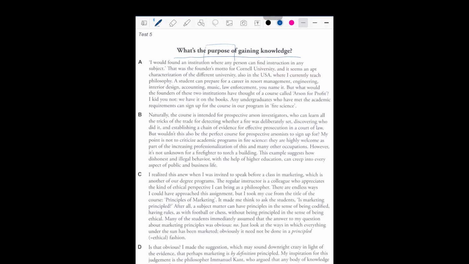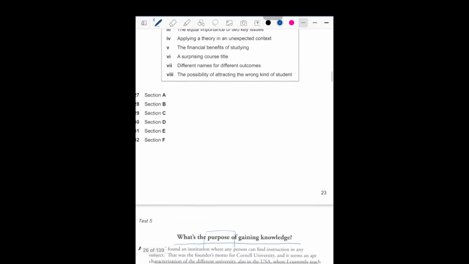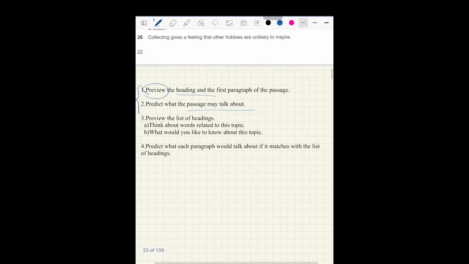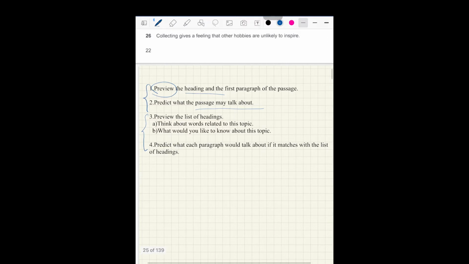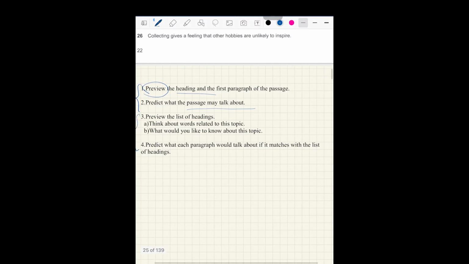Okay, so we have an idea that in this passage, the author will be talking about what he believes should be the purpose, the goal, the aim of people learning knowledge, and people going to school, attending courses. Okay, so the second step: preview the list of headings and predict what each paragraph will be talking about if it matches with the list of headings.